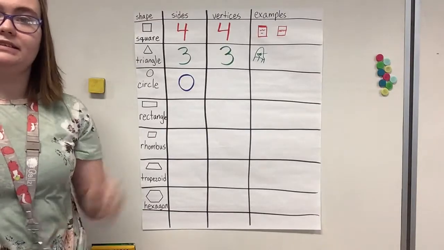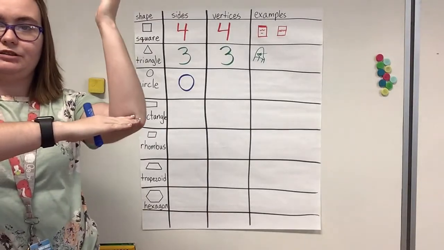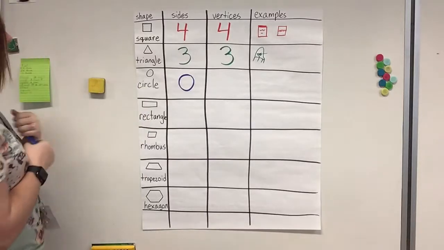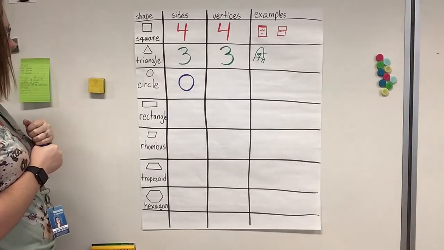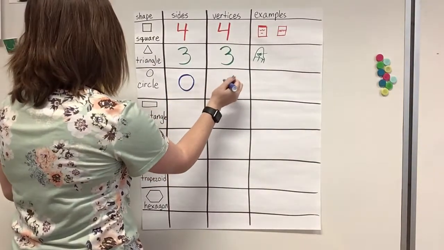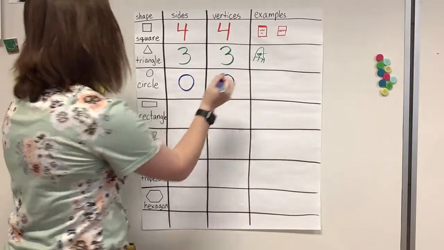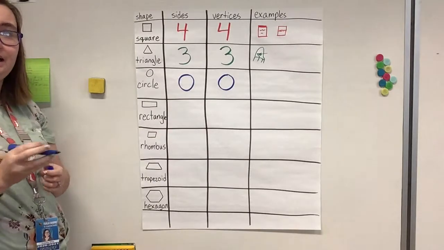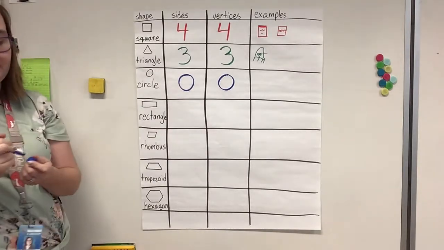Okay, next, does it have any vertices where 2 straight lines are coming together? Do you see any? No, so we're going to write 0 under vertices. So a circle has 0 sides and 0 vertices.